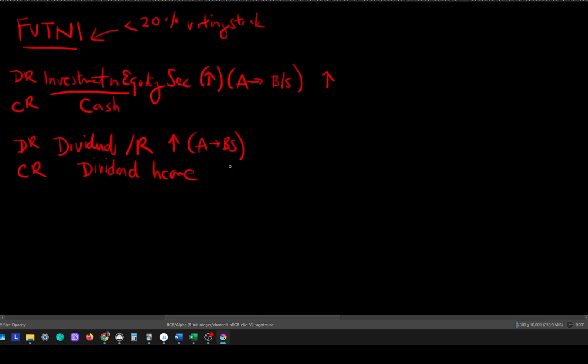Now, as I'm going through all these journal entries, remember this is just for the fair value method. Once we go through the equity method, it's a completely different ball game, and a lot of these journal entries won't be applicable.